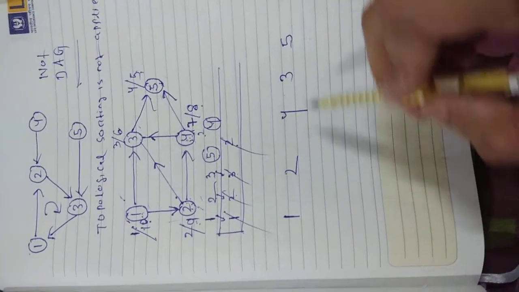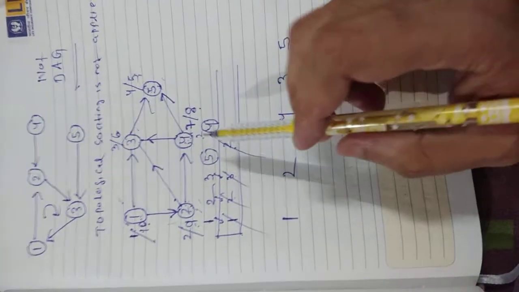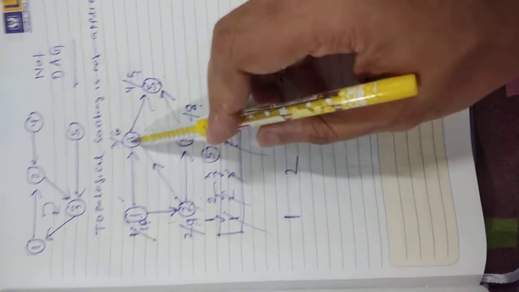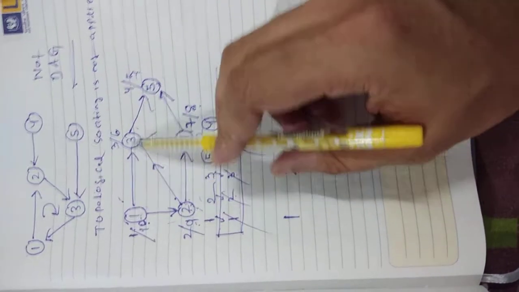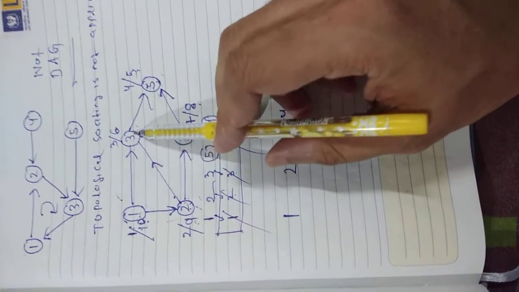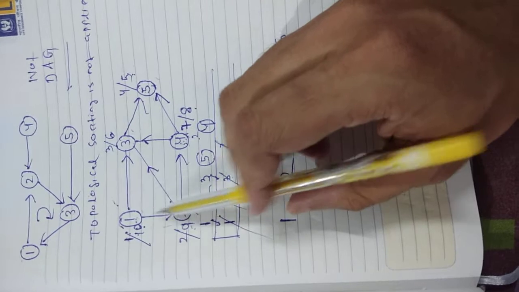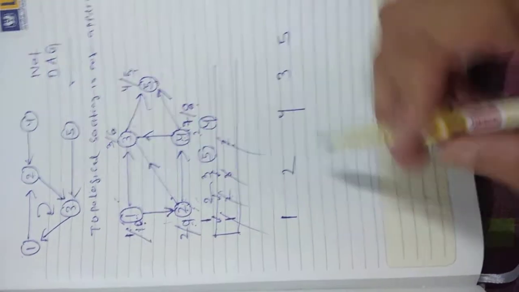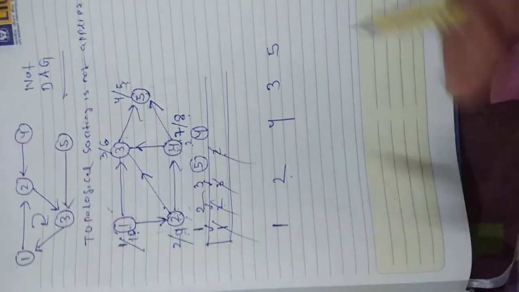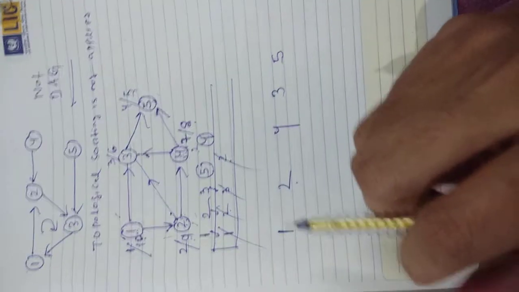See, the dependency is also maintained. Suppose we take 3. 3 is connected from 1 and from 2. That means 3 always comes after 1 and 2, or 1 and 2 always come before 3. In this way the dependency is maintained.